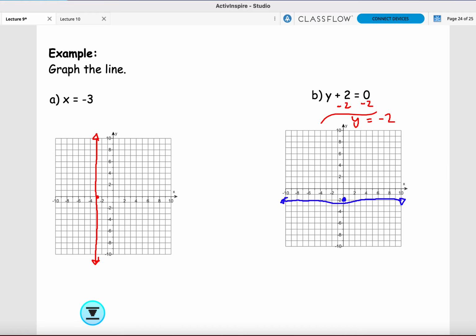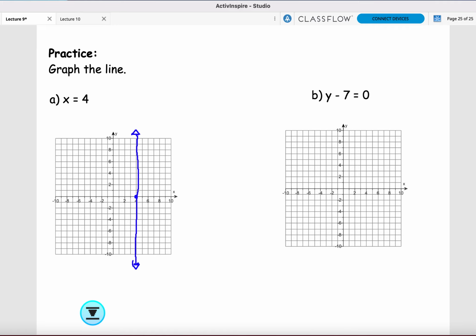So let's keep moving on. This is a practice problem for you. x equals 4, which is a vertical line. So pause it here to give it a shot. Right? x equals 4. So it's right here at 4. And it's a vertical line. And then we have y minus 7, right? So we want to get y by itself. So add 7 on both sides. So we get y equals 7, which is a horizontal line because it's that y equals.